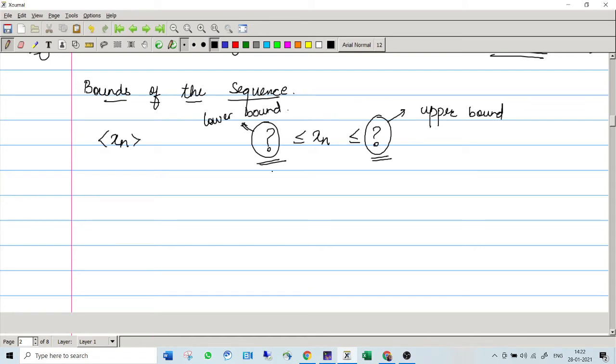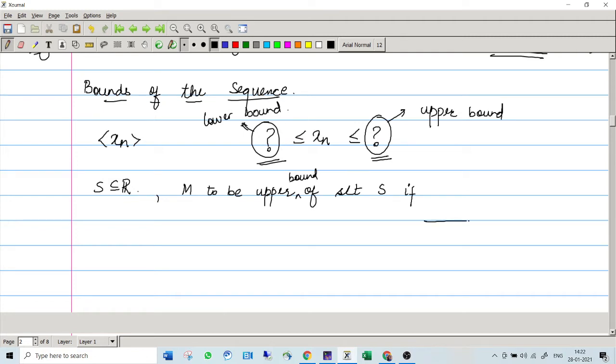What is an upper bound or what is a lower bound of a sequence or in general a set? So let's say if you have a set of real numbers, let's say S is a set of real numbers, you call a number M to be an upper bound of the set S if, see, if it is an upper bound means every element of S has to be lying below it.